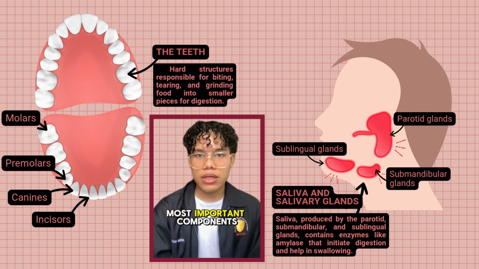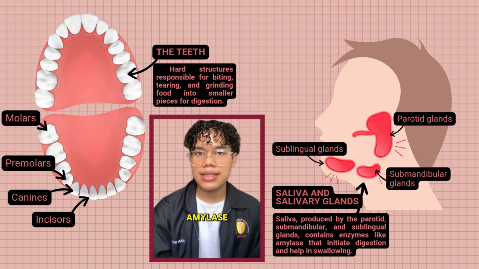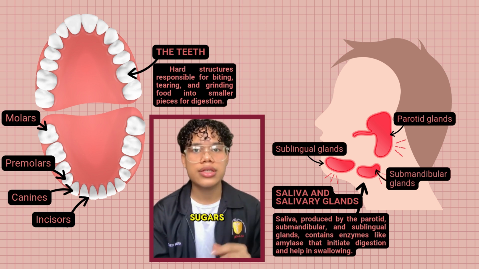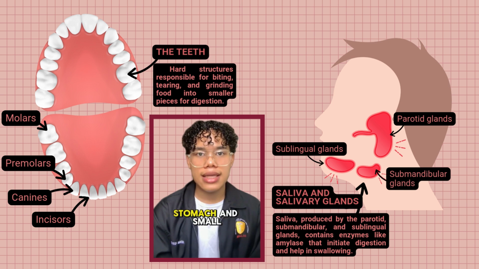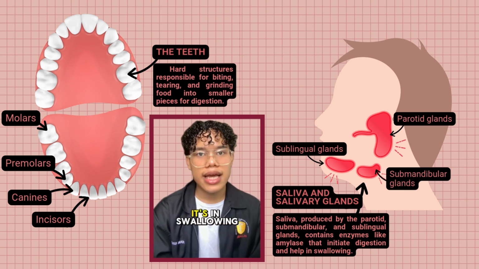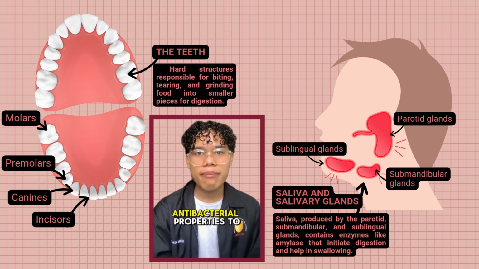One of the most important components of saliva is amylase, an enzyme that starts breaking down carbohydrates into smaller sugars, preparing them for digestion in the stomach and small intestine. Saliva also keeps the mouth moist, aids in swallowing, and even has antibacterial properties to help keep the mouth clean.